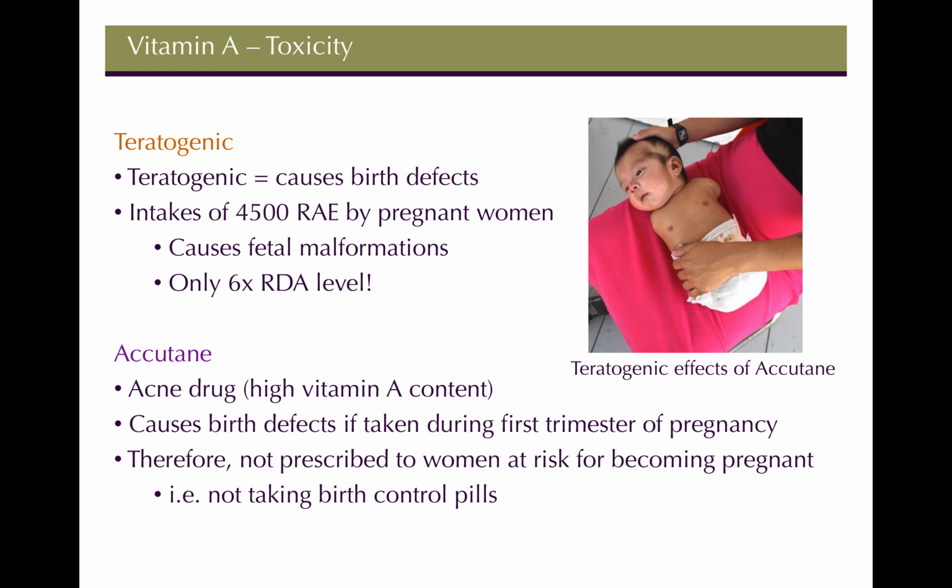I didn't look up the actual mechanism, but they need the high doses of vitamin A in that medication because that's actually what's preventing the acne. Unfortunately, those high doses are also causing birth defects if you take Accutane during the first trimester of pregnancy. From my understanding, if you are prescribed Accutane, they make sure that you're taking some type of birth control the whole time. I think in order to renew it, you have to show that you're on birth control. That would help prevent these teratogenic effects.